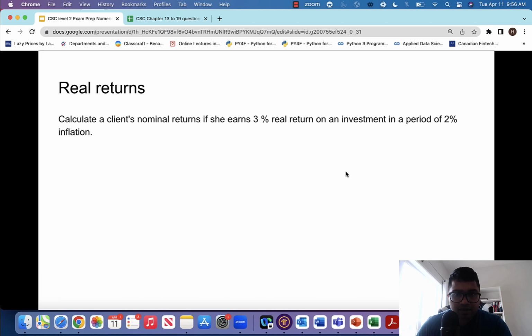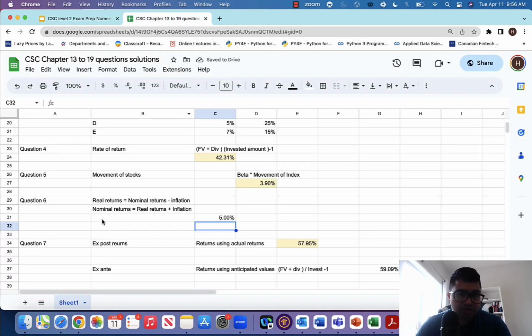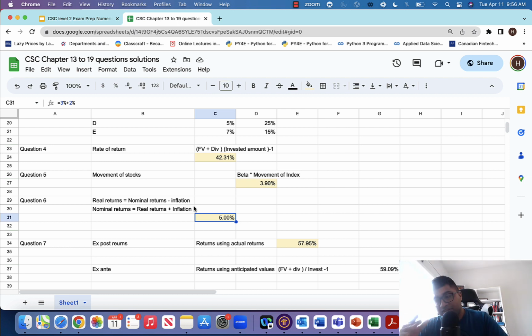Okay. So real return 3%, inflation 2%. So nominal return is real plus inflation. So it is 3% plus 2%, that gives you 5%. So the answer is 5% on this question. So there was a typo, it's not 8% inflation, though we are having 8% inflation right now, but in the question the inflation rate was 2%, so it's 3% plus 2%, that gives you 5%.